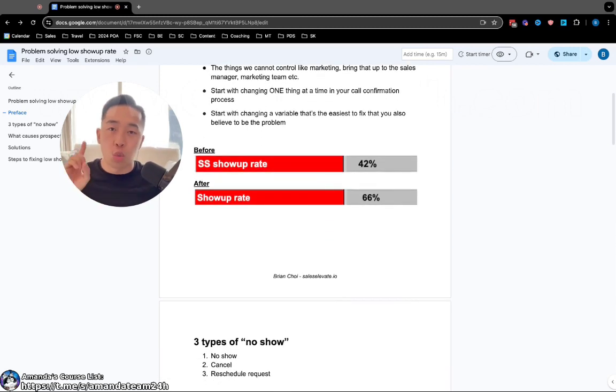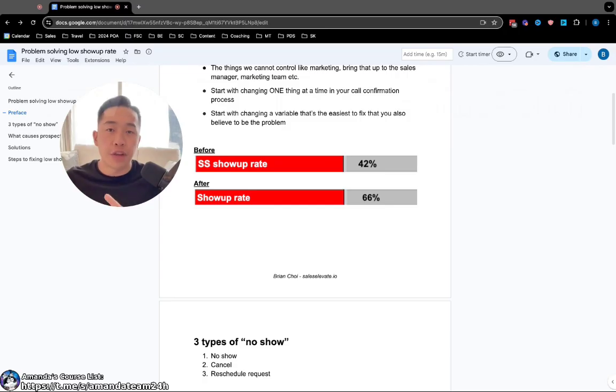And the reason why we want to start with changing one thing at a time is because if we change too many things at once, we don't know what did what. So for example, if you change what you say in the email, if you change what you say in the text, if you start adding calls, if you add 3 things and your show rate drops or increases, how do you know which one did what? So now you don't know, right? So you want to start changing one thing at a time.